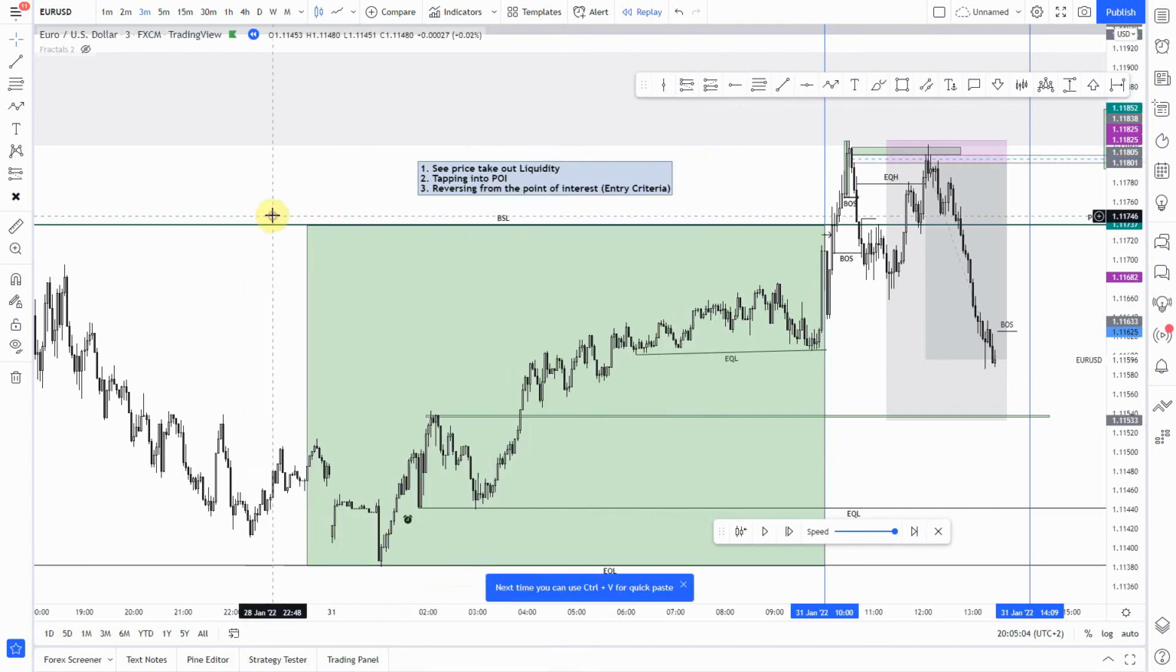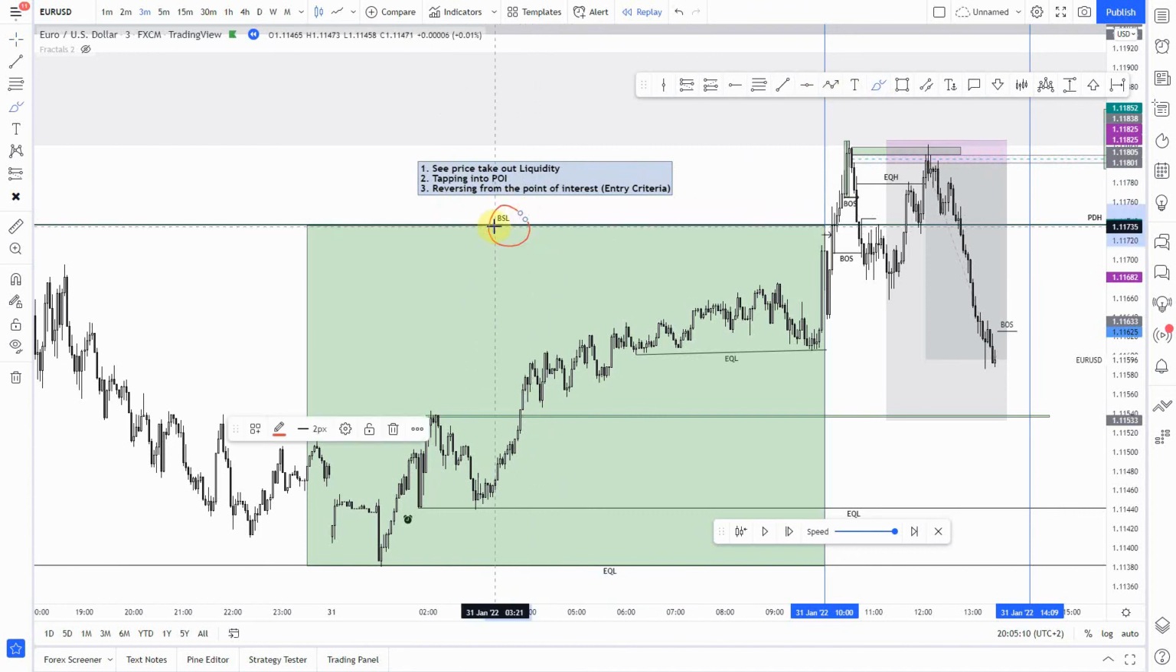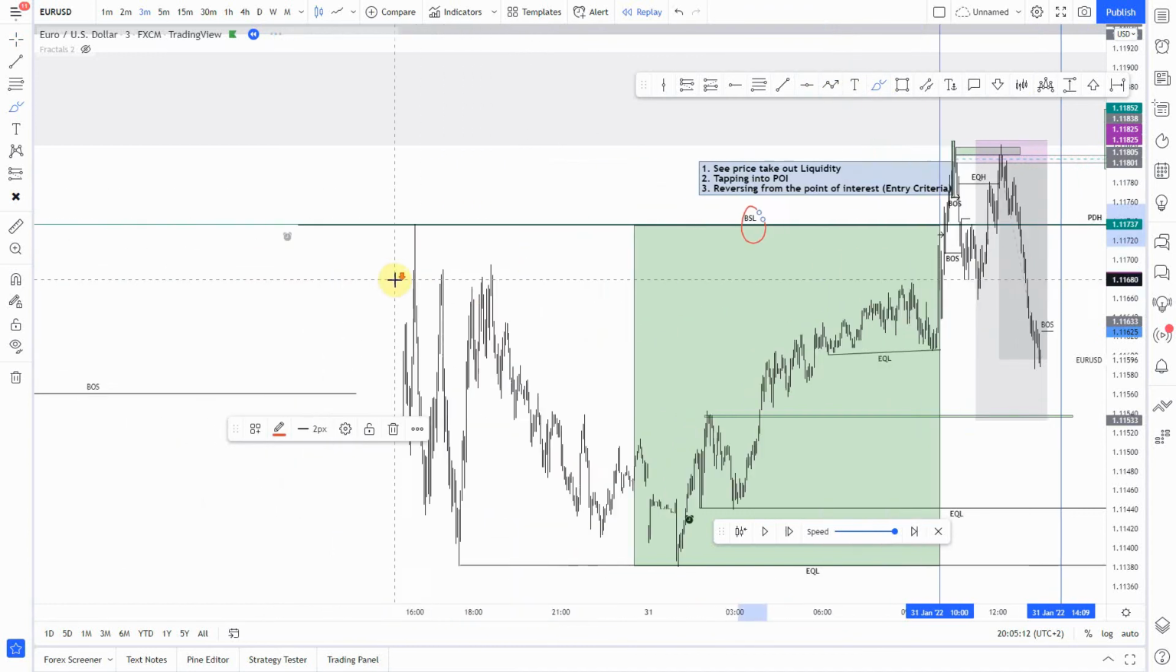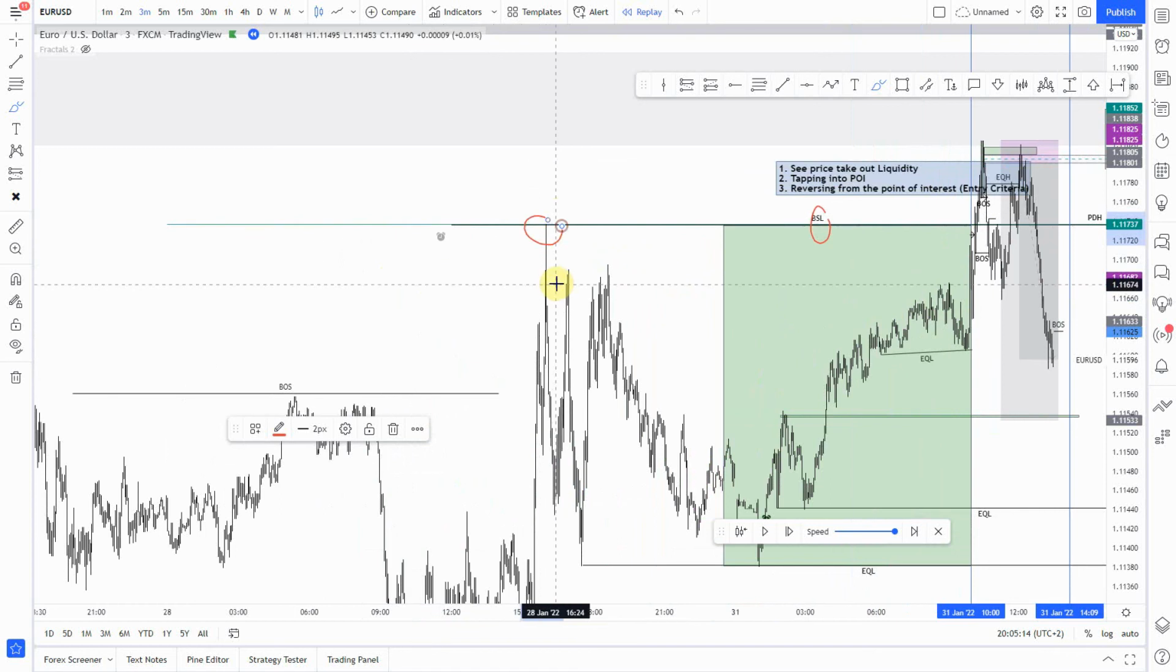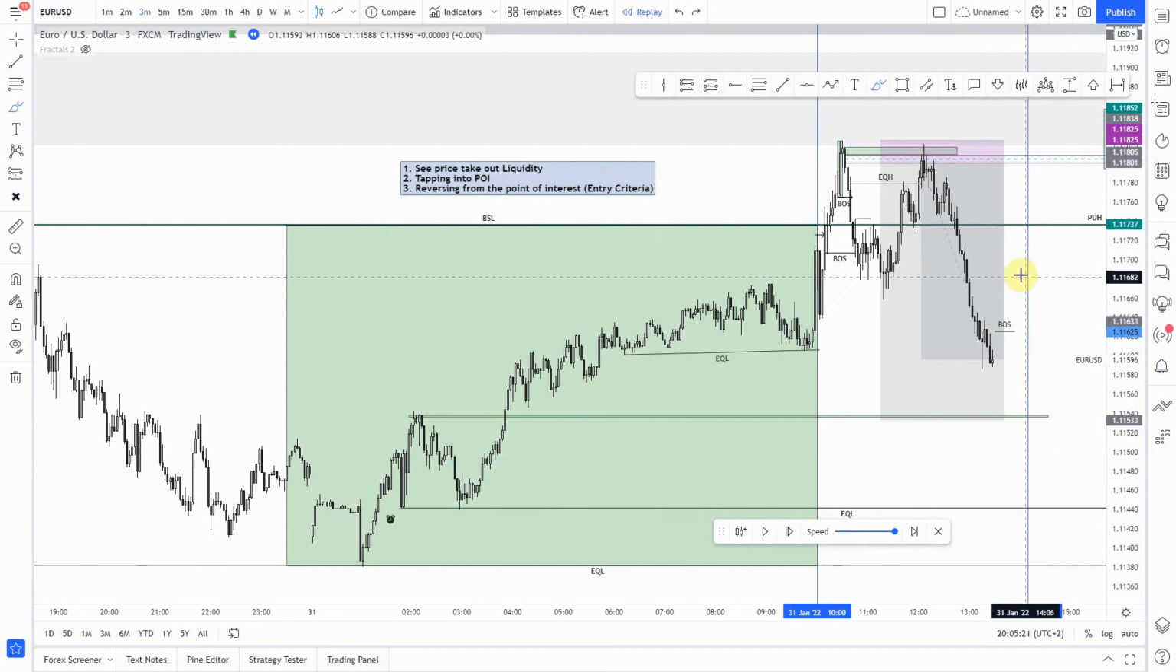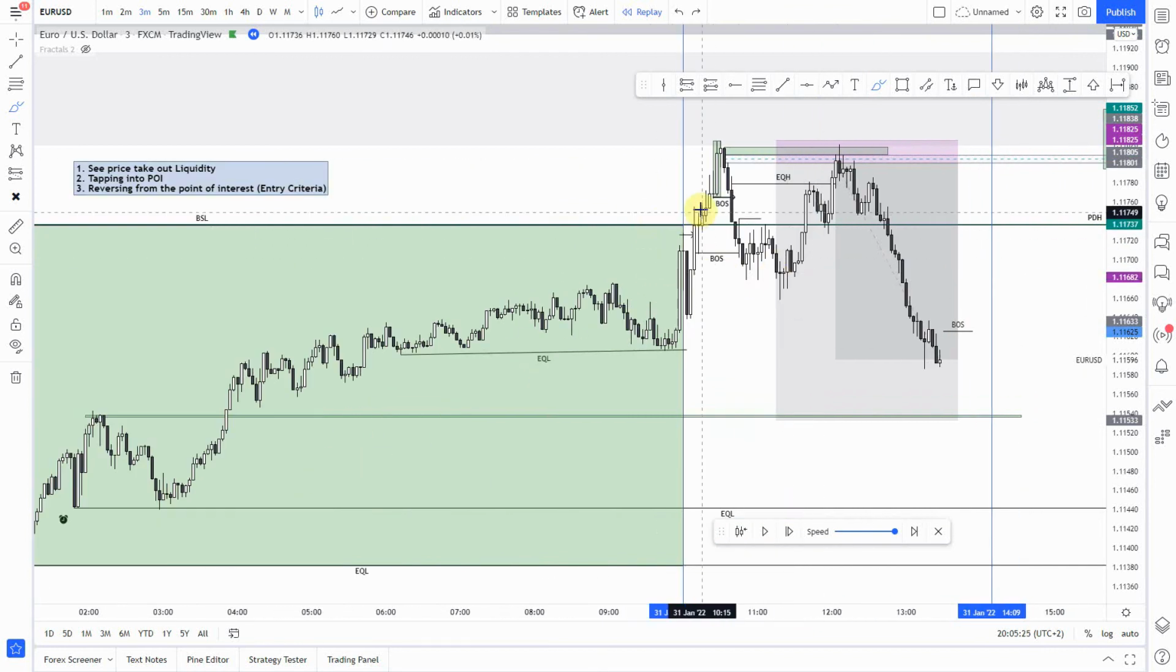So exactly that. What do we want to see? We want to see price take out liquidity. Where was liquidity? This was the buy side liquidity, which was generated from this high. And not only is it a buy side liquidity, it's a previous day high, which is important. Okay, and price did what? It took out liquidity using this candle.